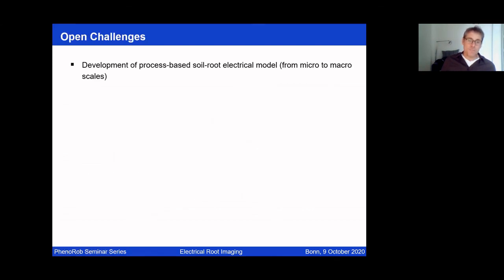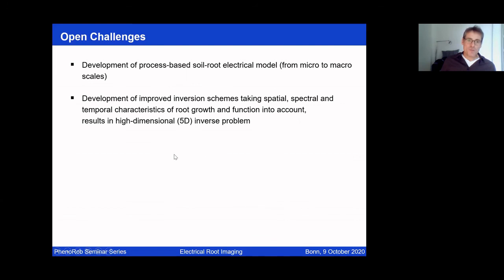And maybe from my point of view, the main challenges here are the development of this process-based root electrical model from micro to macro scales. So I was saying, basically from the cell scale to the root system scale. And then from a methodological point of view, the development, which should not be forgotten, of improved inversion schemes which adequately take the spatial, spectral, and temporal characteristics of root growth and function into account. Because I was saying it's an ill-posed problem. We have to come up with additional reasonable information to guide this imaging process, this inverse problem, in the right direction.